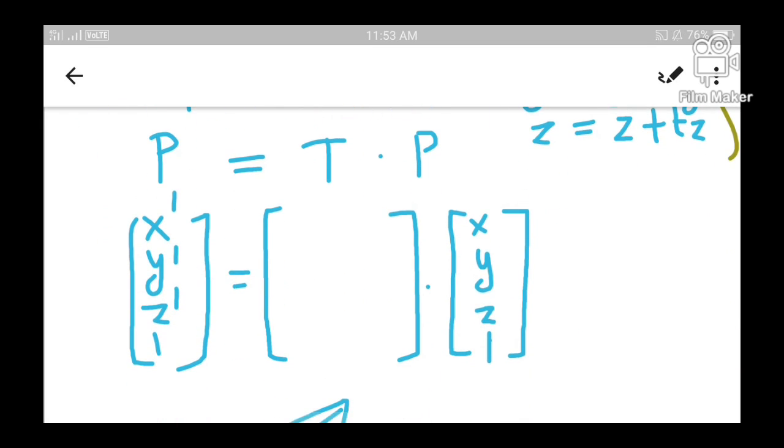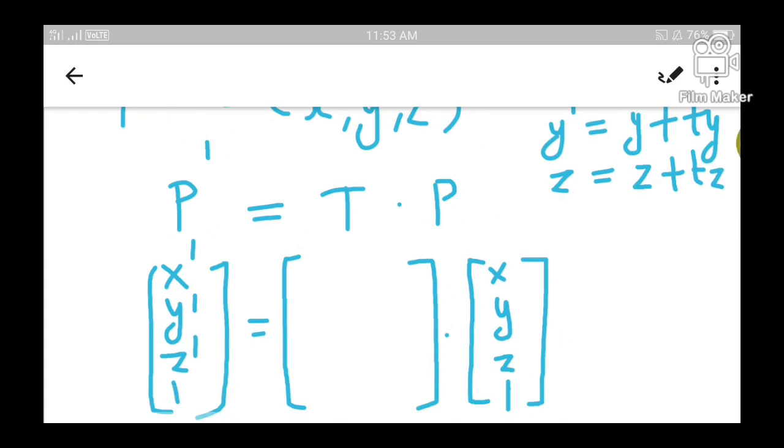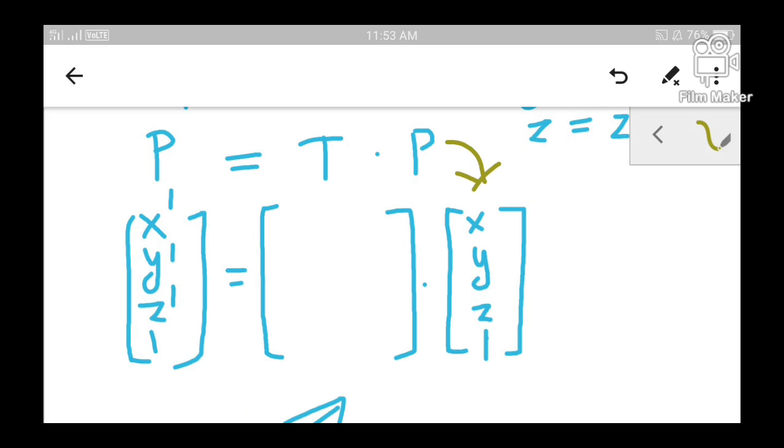Now we know that p can be written as a column matrix x, y, z and 1. And p dash can be written as x dash, y dash, z dash and 1. We know what this x, this y and this z are. These are the three different coordinates of a particular point. What about this 1? This is an extra coordinate.